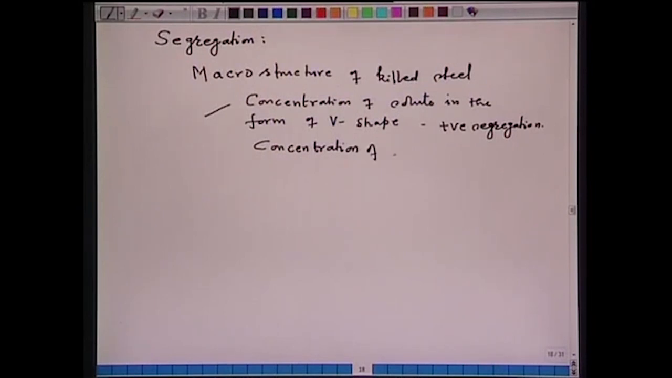That is, here the concentration of solute is greater than the average concentration, and that is below the pipe.